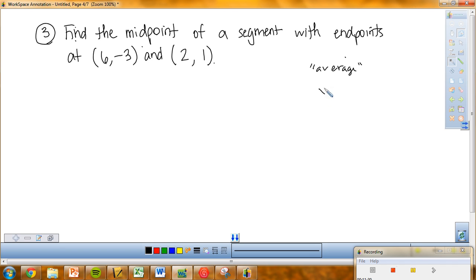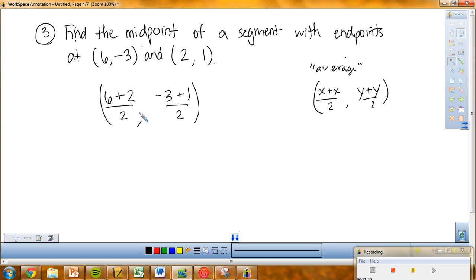So to kind of write it out shorthand, I just do x plus x, y plus y, average of x's, average of y's. So here I'm going to do 6 plus 2 divided by 2, -3 plus 1 divided by 2. So 6 plus 2 is 8 divided by 2. -3 plus 1 is -2 divided by 2. And my midpoint is going to be 8 divided by 2 is 4. And -2 divided by 2 is -1.